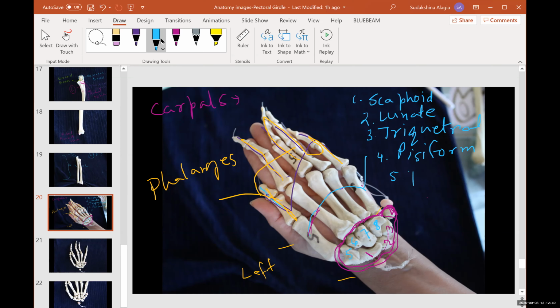Trapezium, some call it trapezius, but that's confusing because trapezius is a muscle. Trapezoid. Hemet.